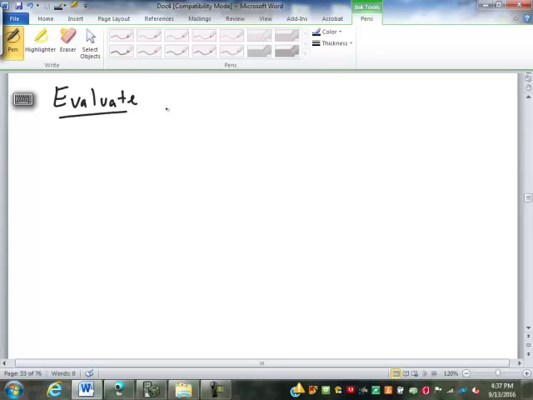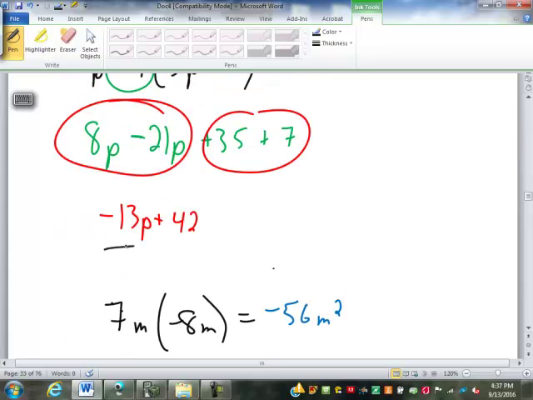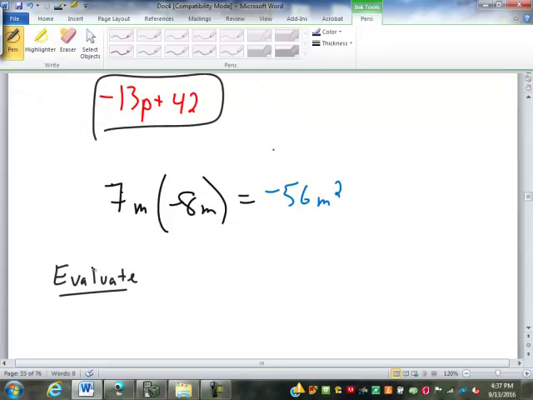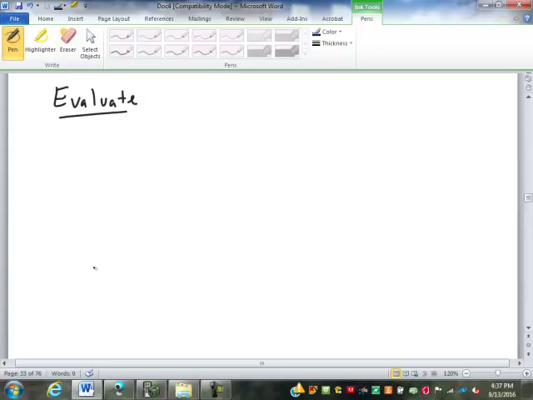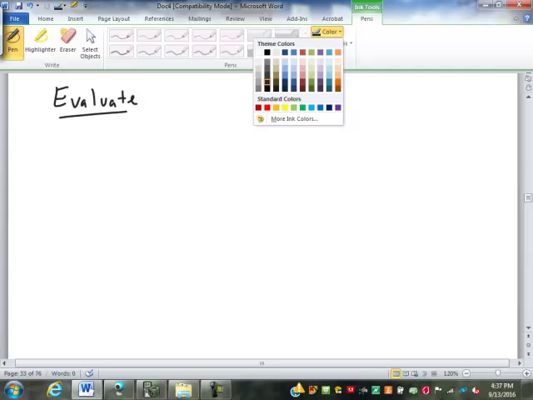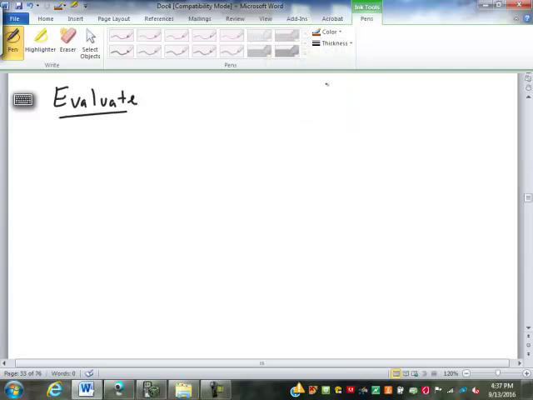So those were all simplify. You notice in each of those I combined until I couldn't combine anymore, but I didn't necessarily get it down to a single answer. Down here, I'm going to give you the command evaluate. When I tell you to evaluate, that means you will get a single value for your answer.